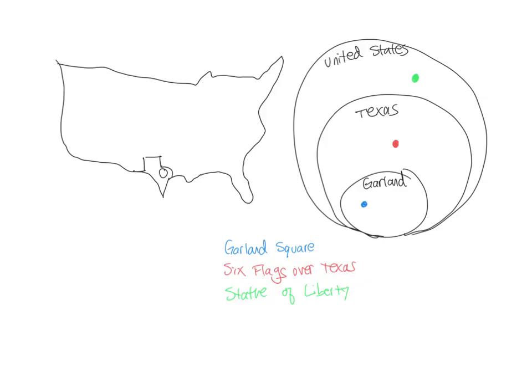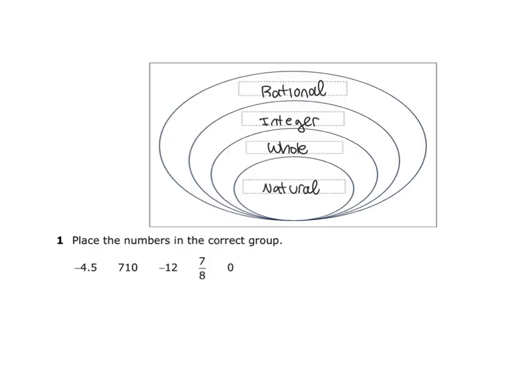Six Flags Over Texas is not in Garland, but it is in Texas, and it is in the United States. And the Statue of Liberty is not in Garland nor in Texas, but it's in the United States. If you can understand how this diagram works, you can classify numbers as well. You just need to know the definitions that we've already established.